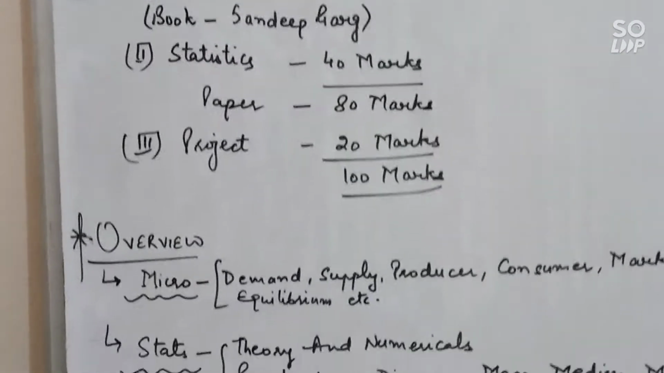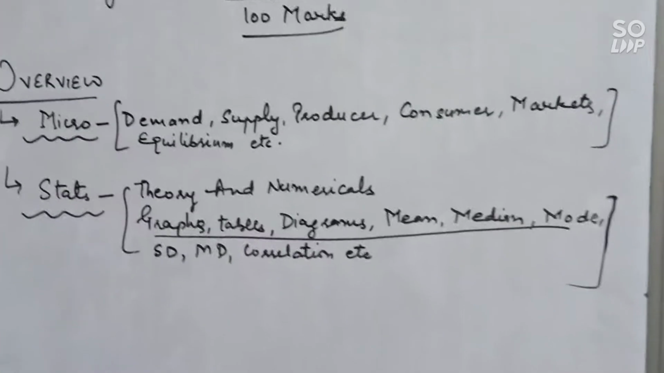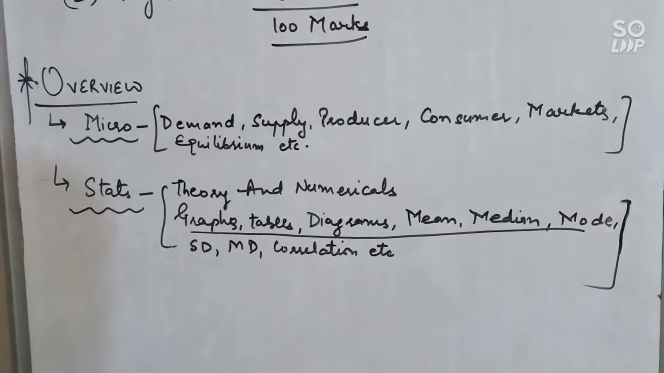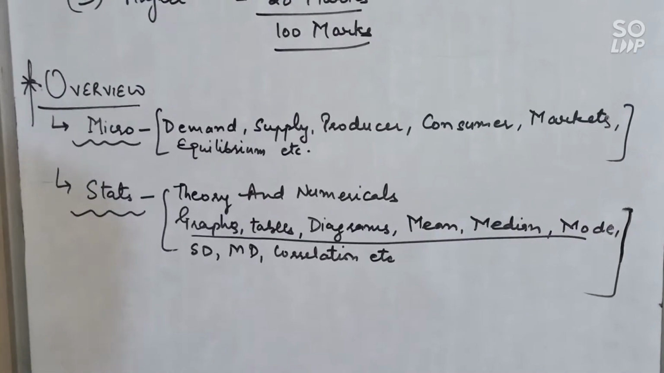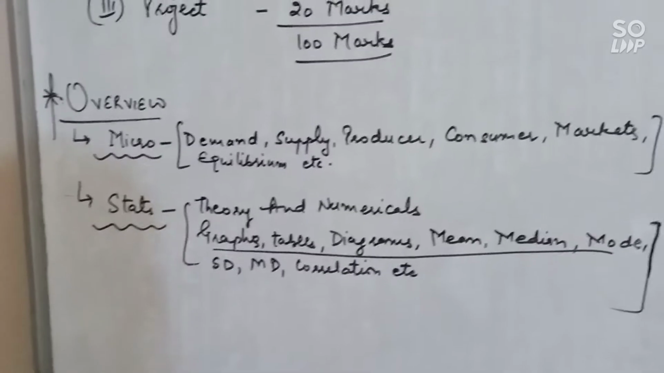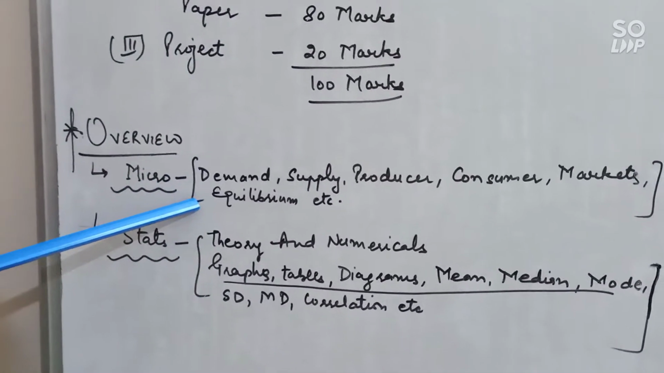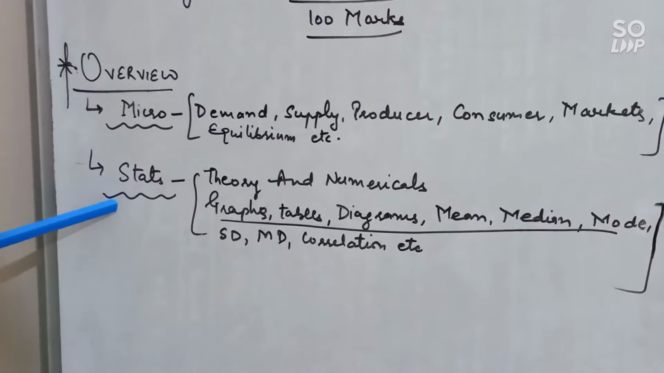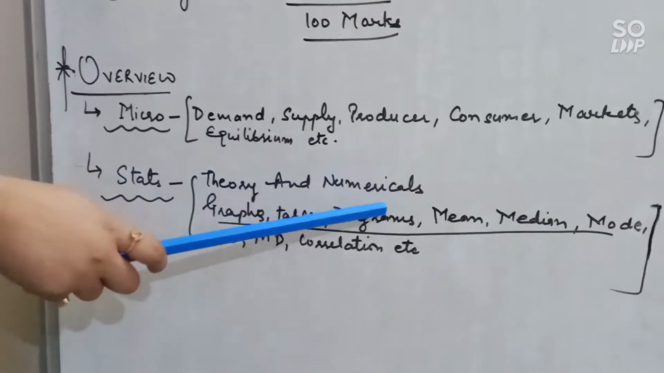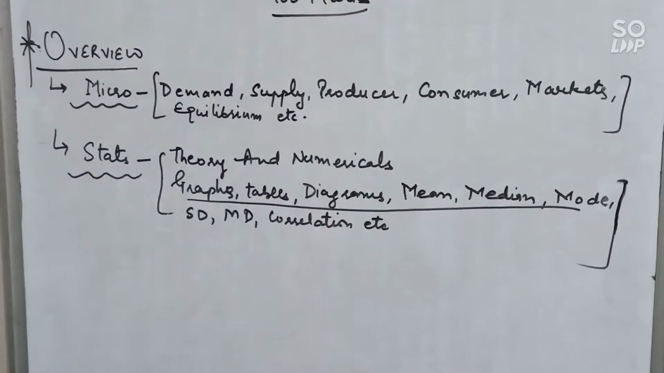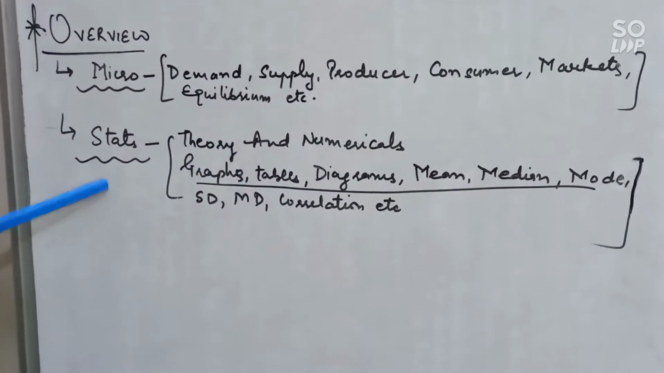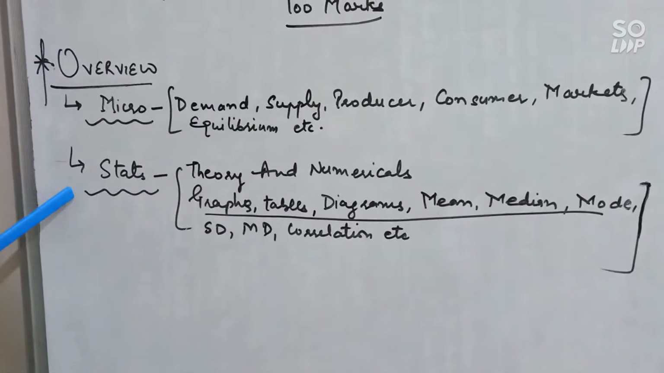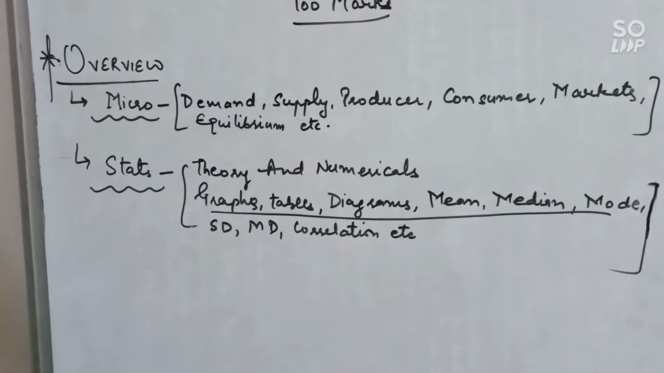Okay. And let's see what you will do in micro and stats. In micro we have chapters like demand, supply, producer, consumer, markets, equilibrium, etc. and many more. We will do all these topics with the help of tables and diagrams. This subject is new to you. Second is statistics. In statistics, we have some 3 chapters and numericals like mean, median, mode, standard deviation, mean deviation, correlation, etc. So in stats, there are some chapters with which you are familiar. So we'll start with the stats portion.